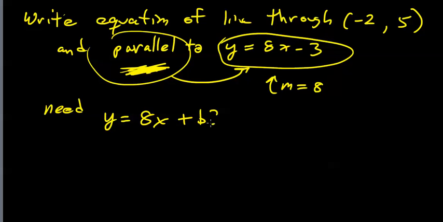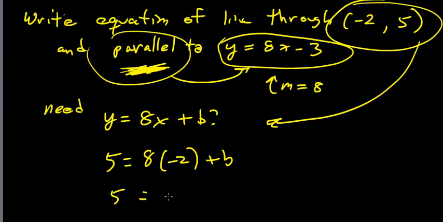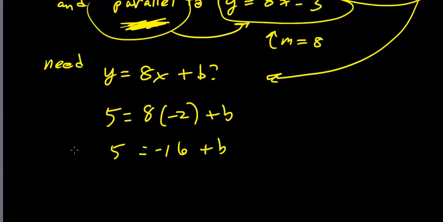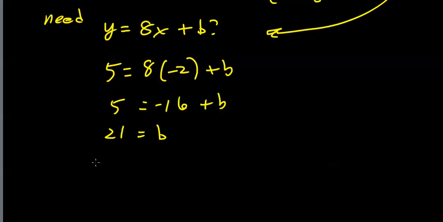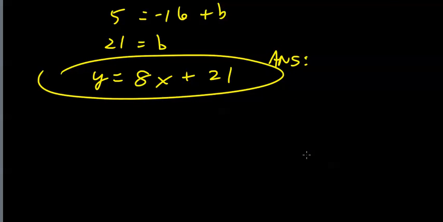Alright, well, I don't know the y-intercept. Well, you don't know the y-intercept, but you do know the line has to go through that point, so I can just substitute those x and y values in my equation. When y is 5, x is minus 2, and with a little detective work, I can solve for b pretty easily. If I add 16 to both sides, I get b is 21. Alright, now I don't stop here. I've got to write down my final answer as a line equation in slope-intercept form. So there is my answer: y equals 8x plus 21.